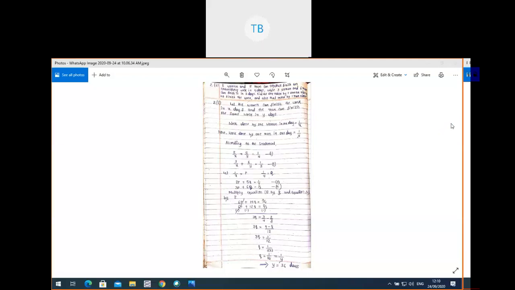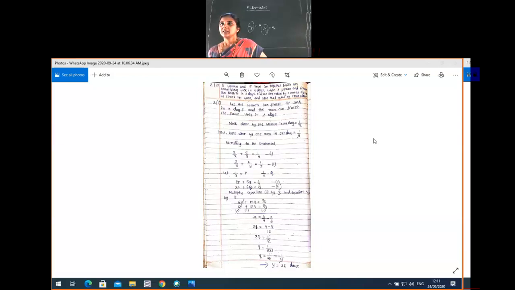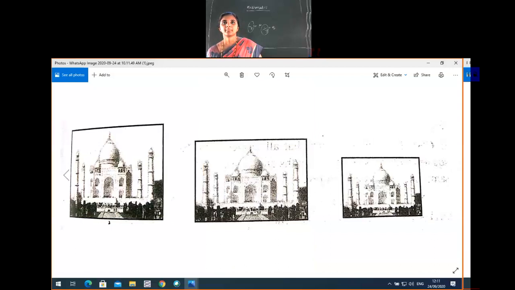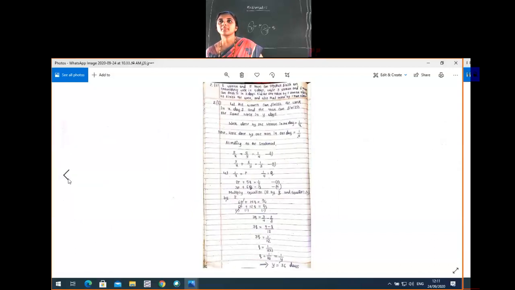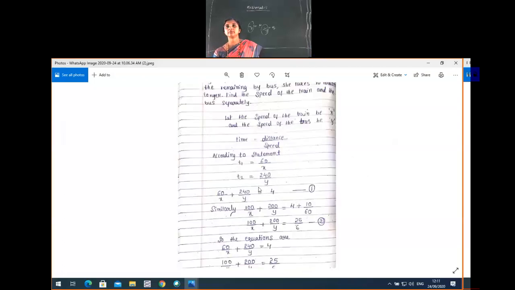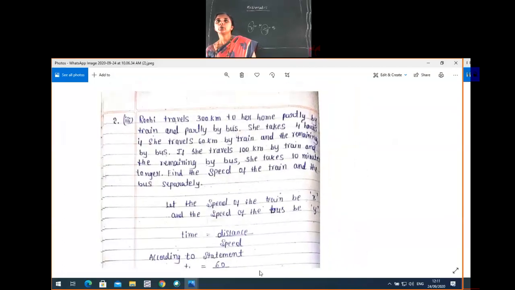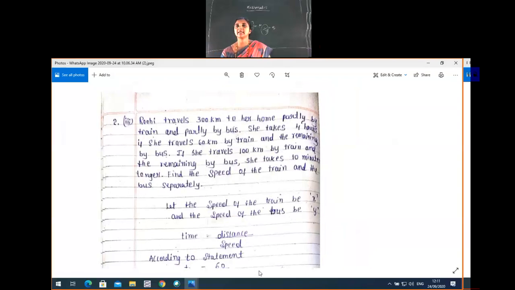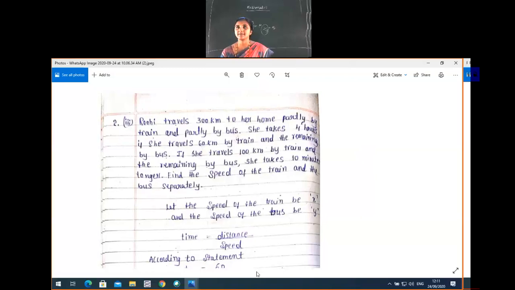Can we move on to the next problem, the last question of this exercise? See, we have one more problem to discuss. That is, Ruhi travels 300 kilometer to her home, partly by train and partly by bus.